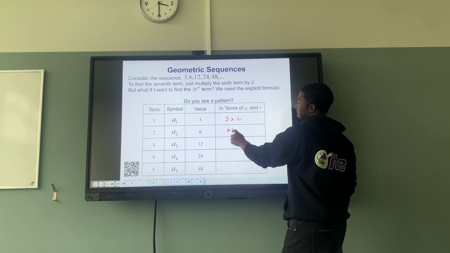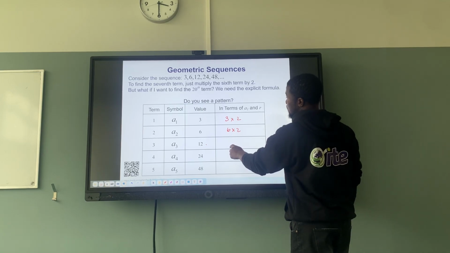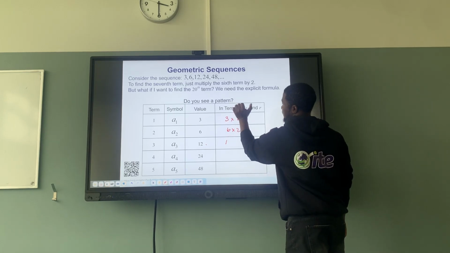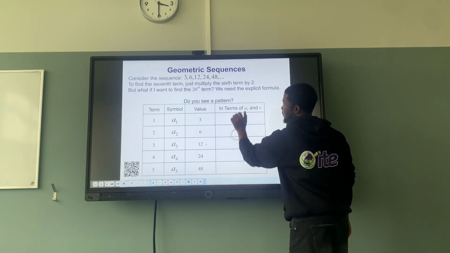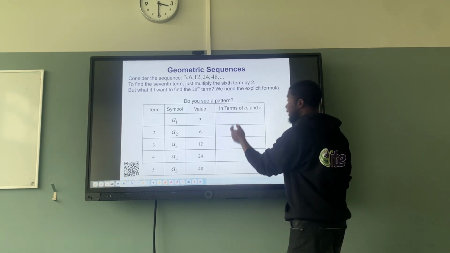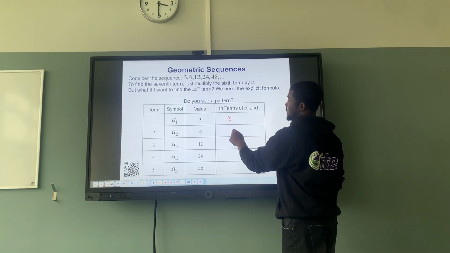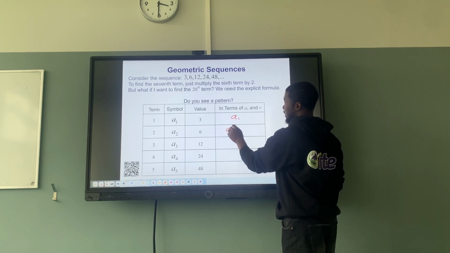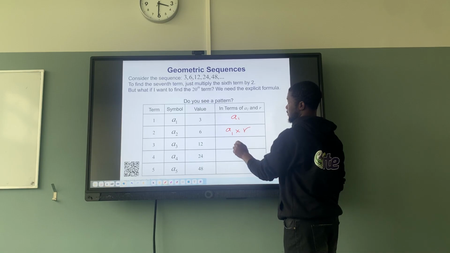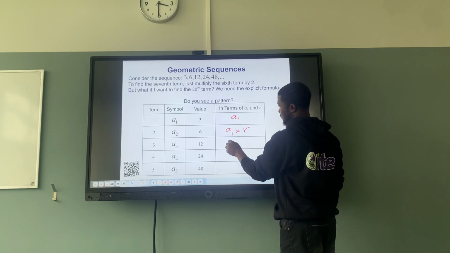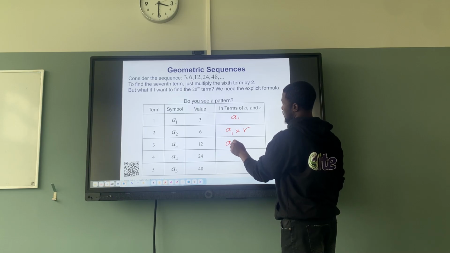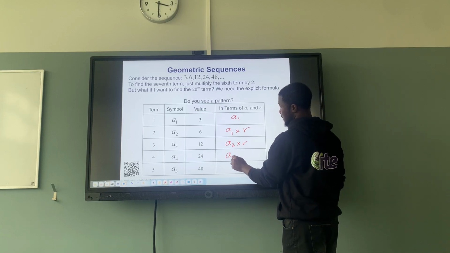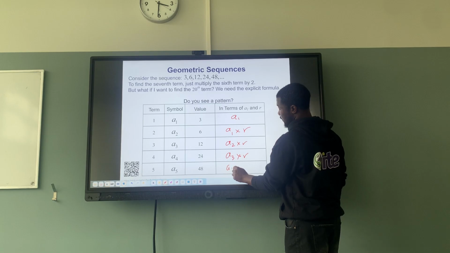This one is 6 times 2. So A1 is 3. So this is A1. So this one is A1 times R. So this one is A2 times R, A3 times R, A4 times R.